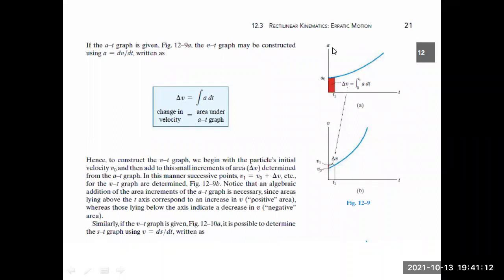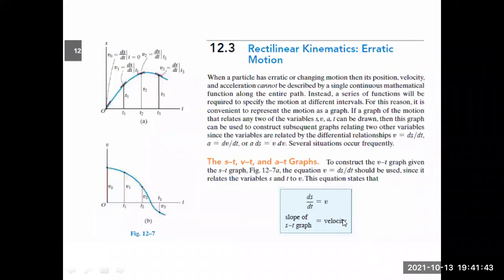So now, instead of differentiating, you are going backward. You differentiate V with respect to t to get A. But if you have A and you want to get V, what are you going to do? Do you differentiate or do you integrate? Integration. Yeah, exactly. So now we move backward from A to V and from V to S. Last time was from S to V and V to A.